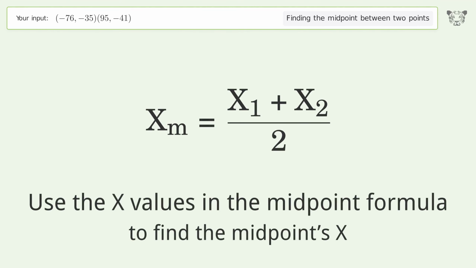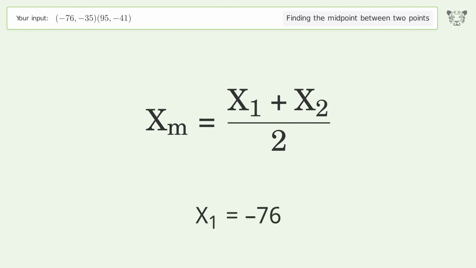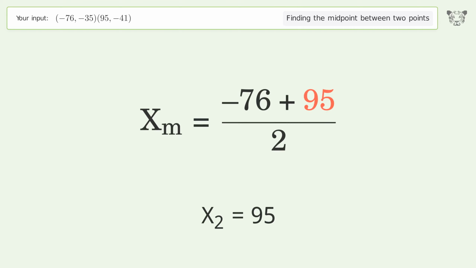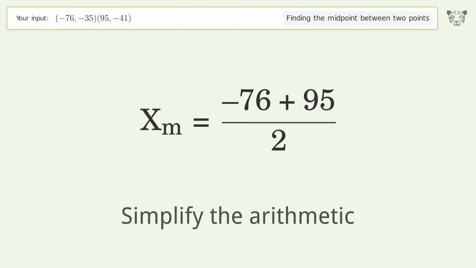Use the x values in the midpoint formula to find the midpoints x. x1 equals -76. x2 equals 95. Simplify the arithmetic.